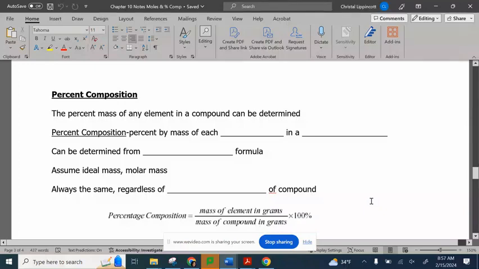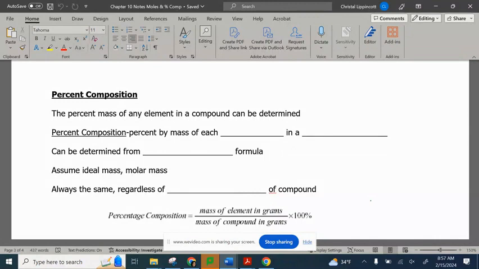Percent comp. We talked about this back in Unit 3, and we did all kinds of calculations back then. That was the first time that you guys kind of got to dip your toes into the periodic table. Okay. So percent comp is the percent by mass of each element in a molecular formula.